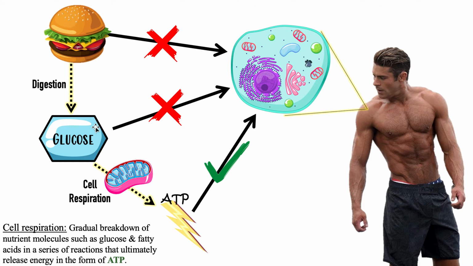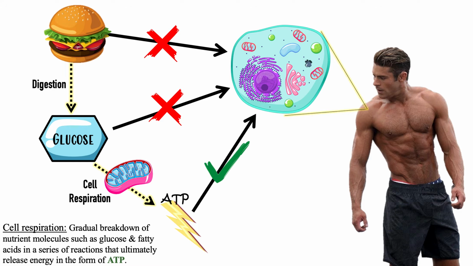See, it doesn't just have to be glucose. It can be fatty acids and other things, in a series of reactions that ultimately release energy in the form of ATP. Okay, great. So just know we use glucose because it's the most common, and they always use glucose when they teach it. So hopefully that makes sense.